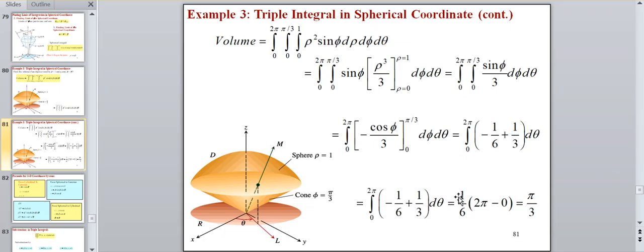So this will be 1/6. This is 1/6. So the last integral, the integral from 0 to 2 pi d theta, is simply 2 pi. It's because theta goes from 0 to 2 pi, so 2 pi minus 0 leaves only 2 pi. So 2 pi divided by 6 is pi over 3. So the volume of this object is pi over 3. Again, the answer cannot be negative because we are calculating volume.